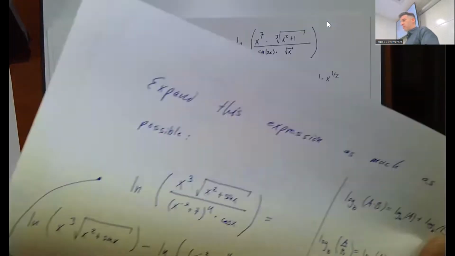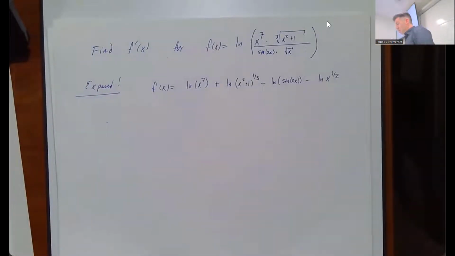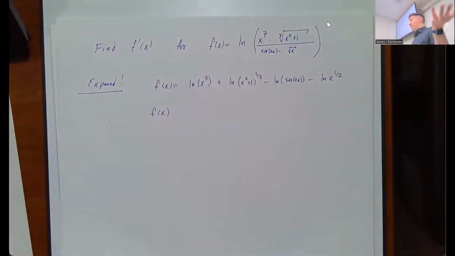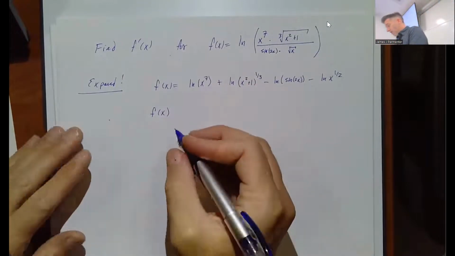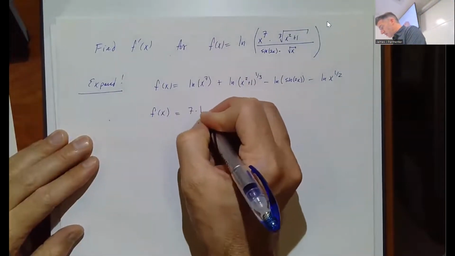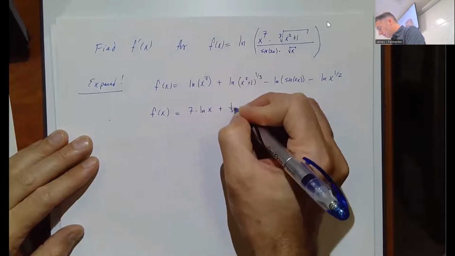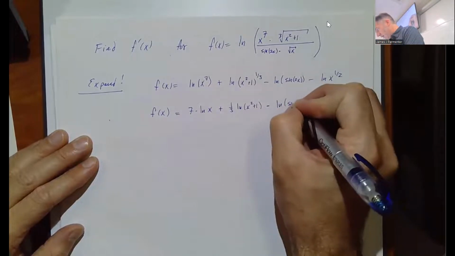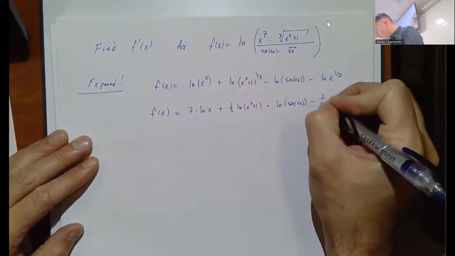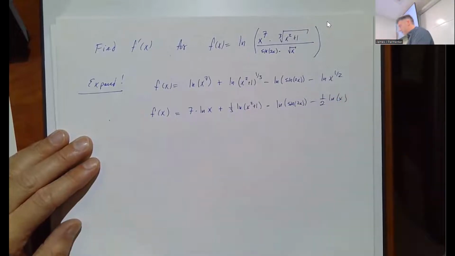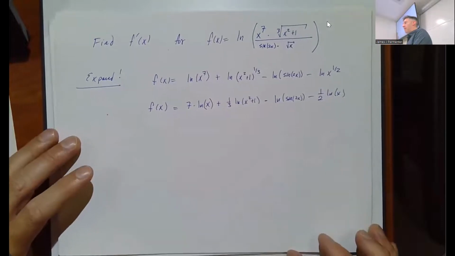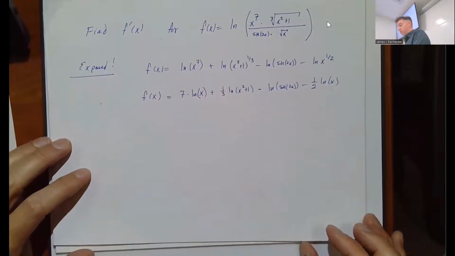So now, the only other thing we want to do is bring down the powers. I'm still just writing my function. I haven't taken the derivative yet. I'm just simplifying. I've got f of x equal to 7 times the natural log of x plus 1/3 times the natural log of x squared plus 1 minus the natural log of sine of 2x minus 1/2 times the natural log of x. And now I've done as much simplifying as I can.